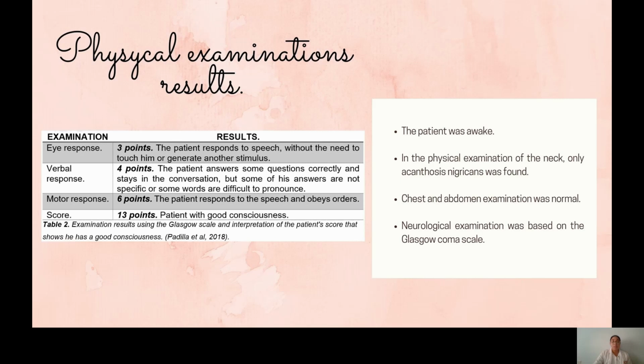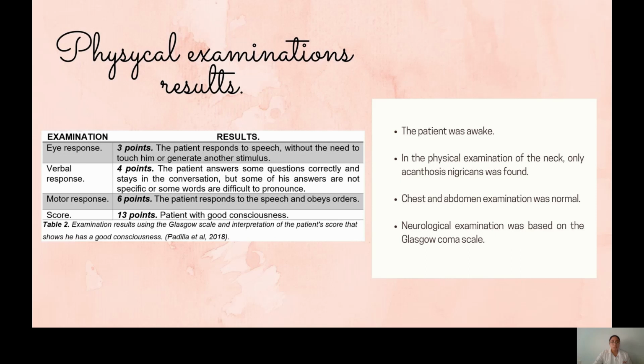In the chest examination, its appearance, color, symmetry, temperature, and the skin were normal. In the abdomen examination, the palpation, auscultation, and percussion did not show abnormalities. There were no scars, the abdomen was symmetrical with a normal temperature, and there was no reason for genital tract examination. Neurological examination was based on the Glasgow Coma Scale. The findings were summarized as normal, with a good state of consciousness.